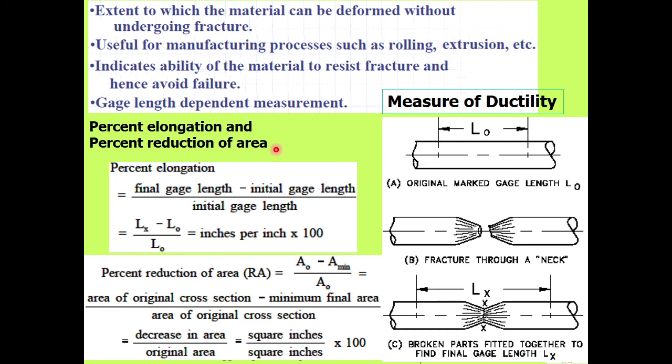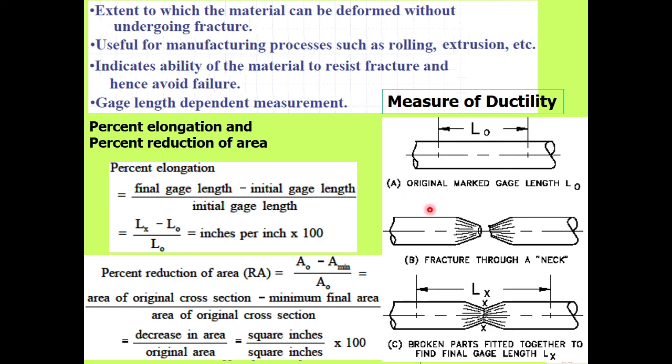So percentage elongation is final gauge length minus the initial gauge length. Now how is the final gauge length measured? This is the initial specimen and this is the specimen after fracture. Okay, there was necking in this region, then it has ultimately fractured, and still these markings will be there in the fractured part, and after fracture these two parts will be matched once again. We will measure the distance between these 2 points. So this is how we measure the final gauge length after failure.